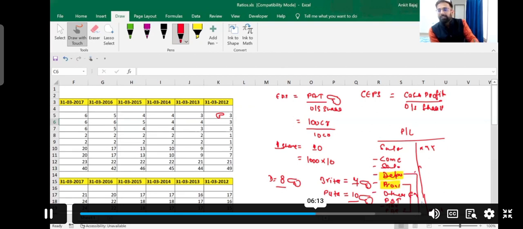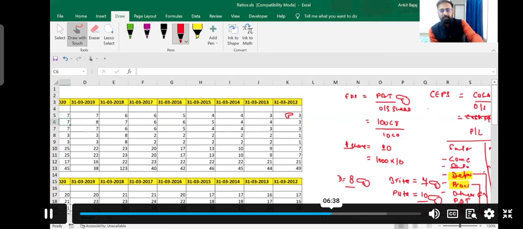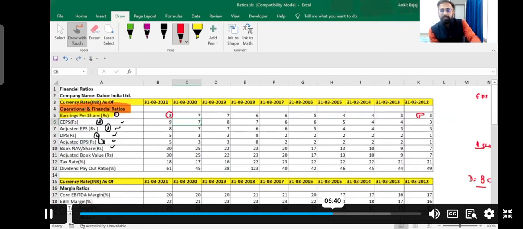Now, if I want to calculate cash profit, what I will be doing is taking PAT and adding the non-cash expenses, that is depreciation and provision. These non-cash expenses I will add here, and I will get the cash profit. So this is how we can calculate the cash profit.